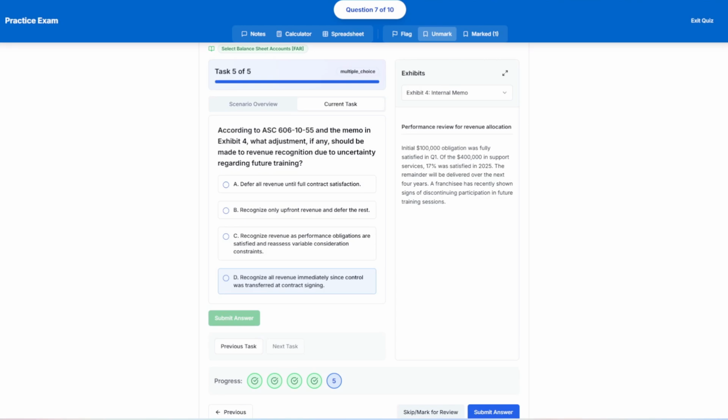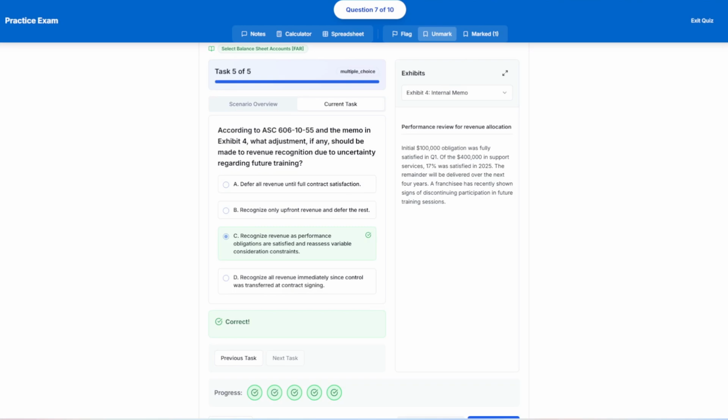Too soon. That leaves option C, recognize revenue as performance obligations are satisfied, and reassess variable consideration if there's uncertainty about the future. This aligns perfectly with ASC 606, Section 1055. It captures the revenue you've earned while staying cautious about anything still up in the air. So, the correct choice is C. And that wraps up Task 5.